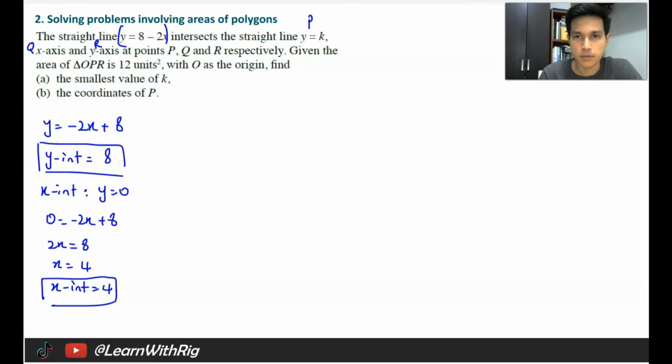So let us just plot the graph, okay? So both are positive. So here is 4. The coordinate should be 4, 0. And then here is 8. So the coordinate here should be 0, 8. Okay. Then you can plot your straight line.